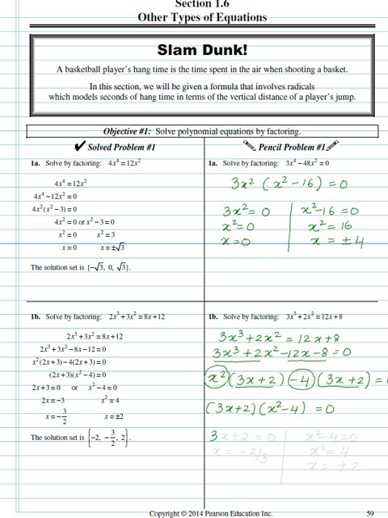Product, that means product of two numbers is 0. That means one of them has to be a 0. So 3x plus 2 is 0, and x squared minus 4 is 0. So I get x is equal to negative 2 over 3, and x squared is equal to 4. That means x is equal to plus or minus 2.